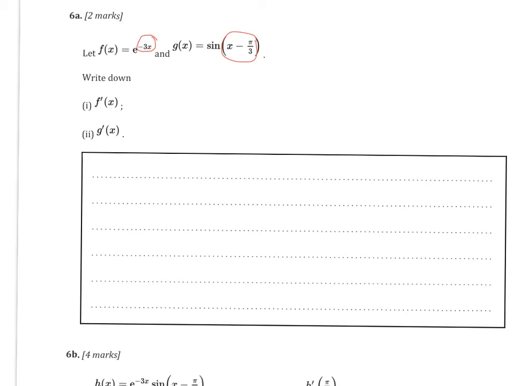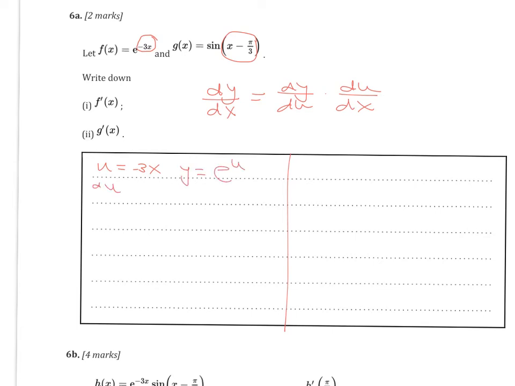So we may just want to start out by writing that chain rule formula up at the top because we're going to be using it twice. And so when we look at f prime of x, we need to start by saying what is u going to be. That inside function is negative 3x. And so that means y is just e to the u. So when we differentiate, du dx is just negative 3. dy du, well, the derivative of e to the u is still just e to the u.